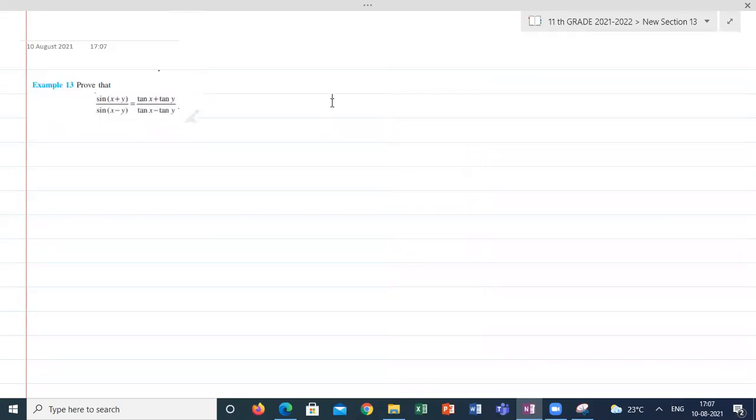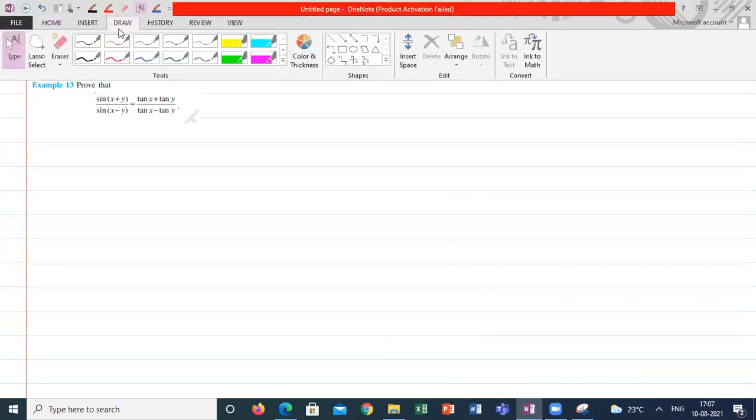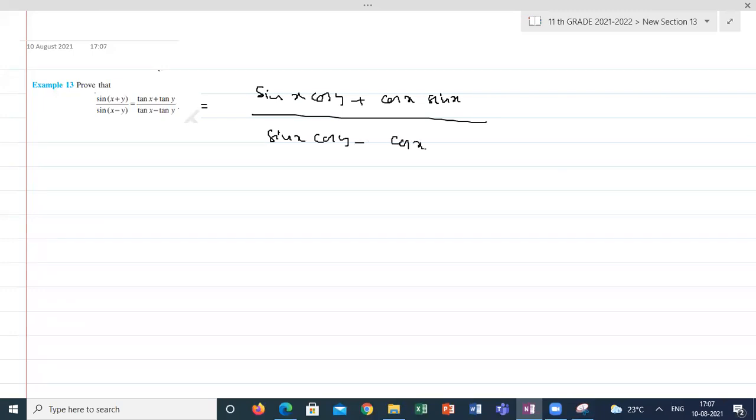See how to solve this kind of questions. They gave the sum and subtraction. They are asking us in terms of individual angles. It's very simple. First expand. After that, convert everything into sin and cos. That's the logic. Sin A cos B plus cos A sin B divided by sin A cos B minus cos A sin B. So I want everything into tans.